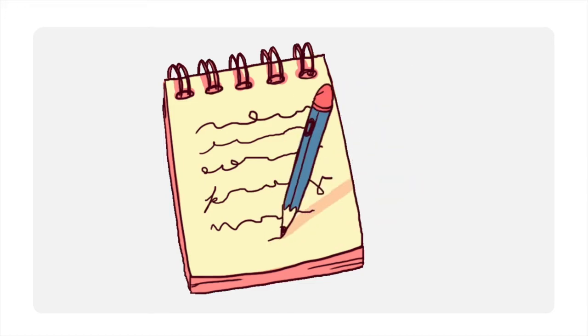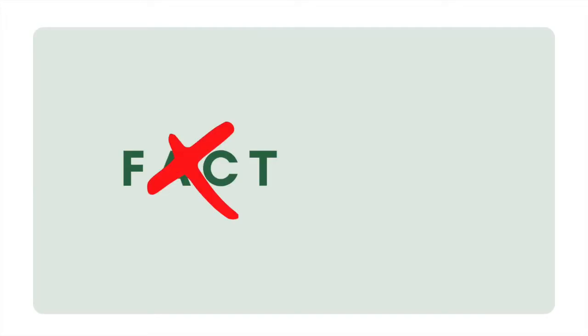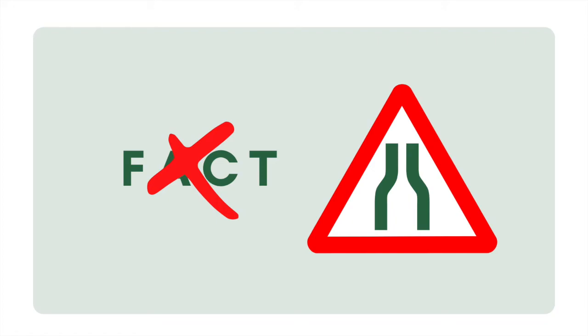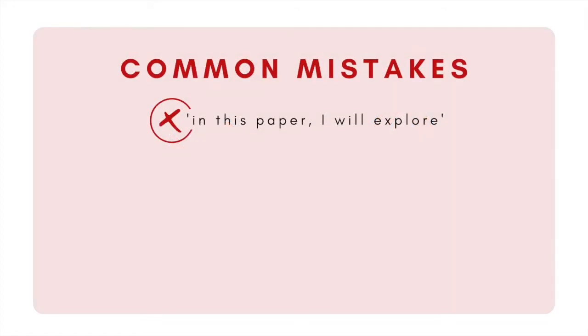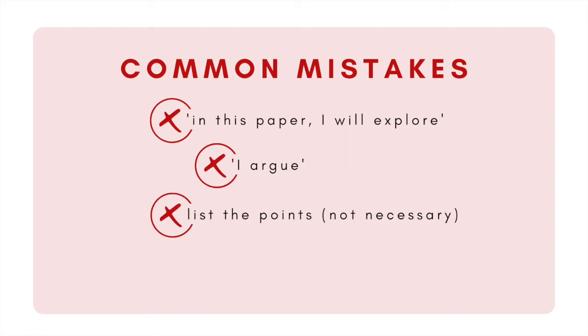Remember, when you're writing a thesis statement, don't just state a fact because it'll be too narrow a topic for you to explore. Don't start with "in this paper I will explore" or "I argue." These are weak and you could be a bit less obvious. You don't need to list the points you will address in the paper, although that is a valid technique. Instead, you could discuss the clear vision for the paper.